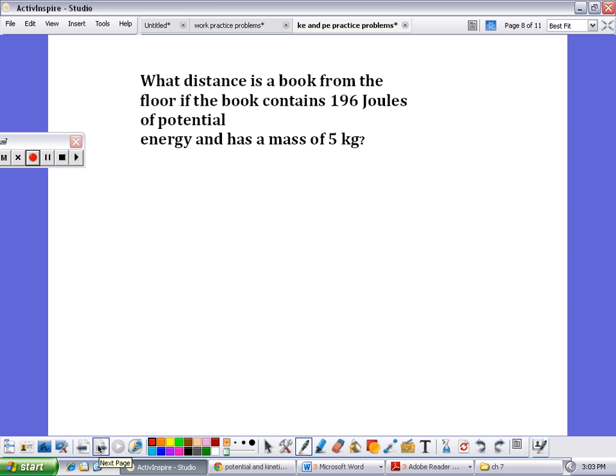Next problem. What distance is a book from the floor if the book contains 196 joules of potential energy and has a mass of 5 kilograms? Pause the video and complete your problem.